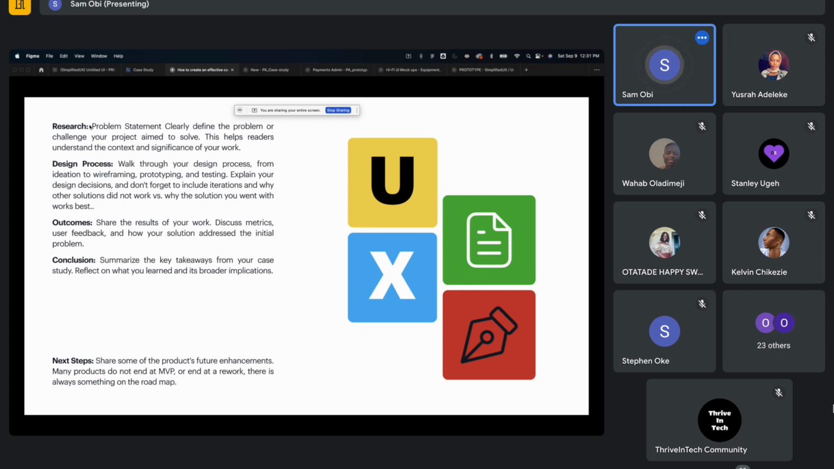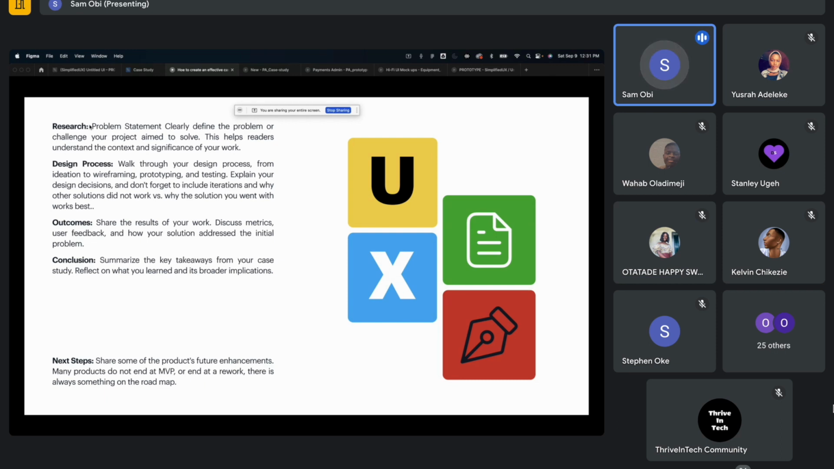Now, to next steps, like I talked about, share some of the product feature enhancements. Many products do not end at MVP. I'm sure we already know that, or end at a rework, because sometimes we have existing products and then we have to redesign or rework something within that product. There's always something on the roadmap. There's always something next. There's always a new feature. There's always an enhancement. There's always something that the product looks forward to add to what is existing.